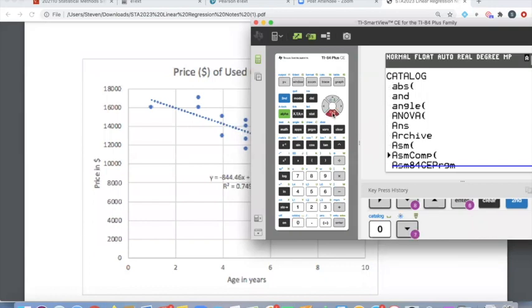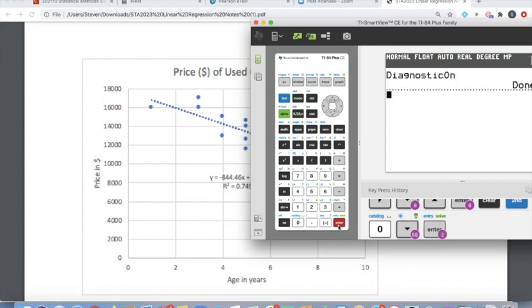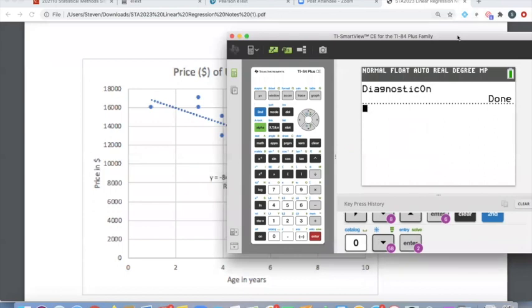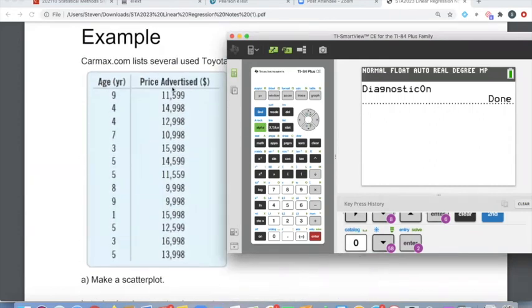Scroll down until we find diagnostic on. You got to scroll for a while. That one, diagnostic on, hit enter twice until it says done. Now you'll never have to do that again unless you change your batteries in your calculator. That's a do it once kind of issue. Now we fix the calculator. Okay, now we're going to type in all of our data, our ages and our prices.